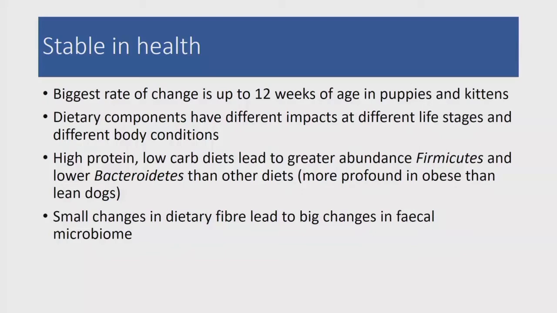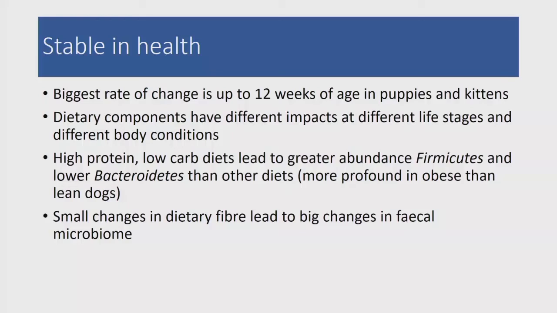So we know that in health it's fairly stable. Biggest rate of change is up to 12 weeks. Some other studies that feed into that show that dietary components will have different impacts. And some really interesting work actually shows that the impact of diet has a greater change in obese dogs than in lean dogs. And that small changes in dietary fiber can lead to big changes in the faecal microbiome as well.